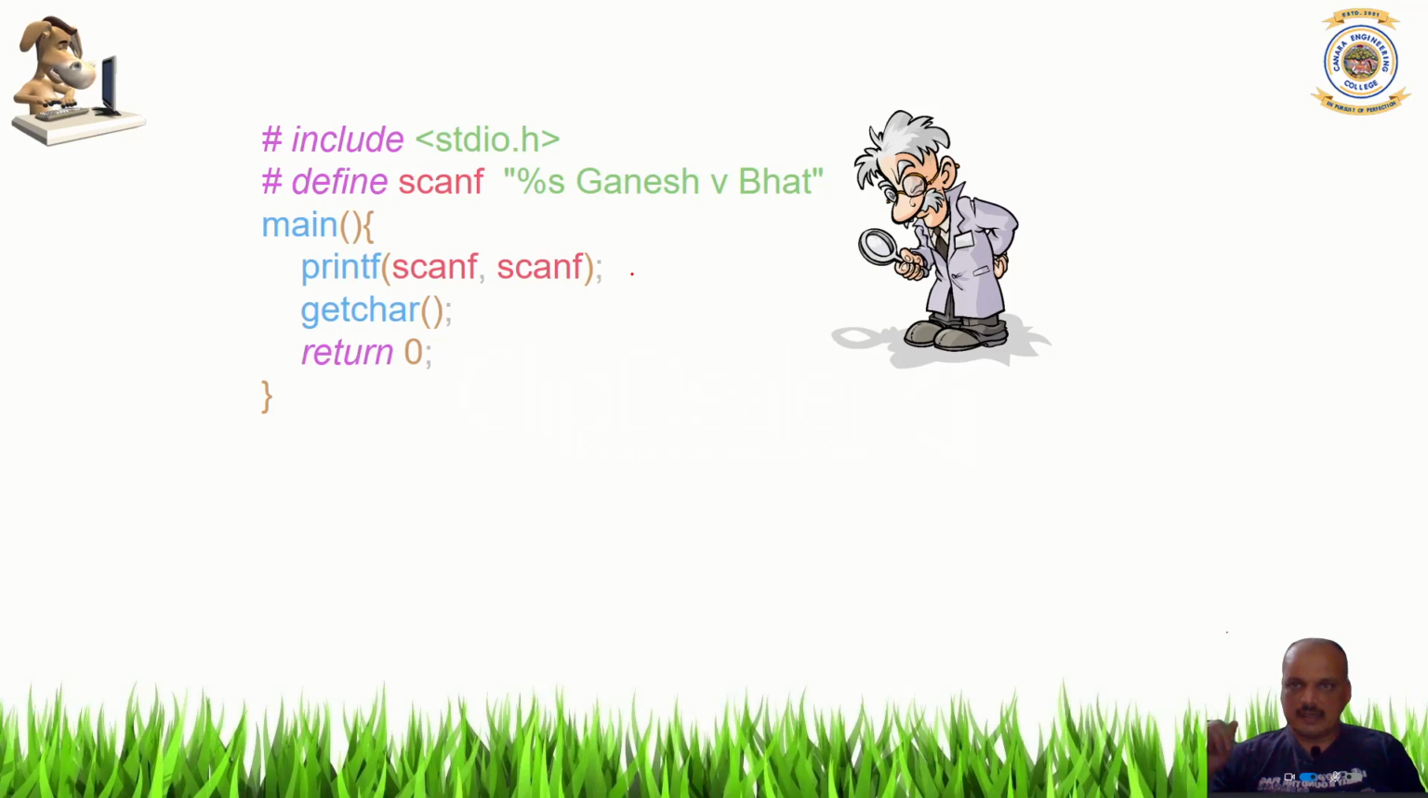Okay, this is pretty interesting. In the global definition part, what has been defined is a macro which says #define scanf as this string value, that is %s Ganesh V Bhatt, and then in my main code what I have is scanf and scanf. So as we know from the definition of macro, what do you expect? Do a diagram, type the code out, compare the output. Let's come back and look at the answer.